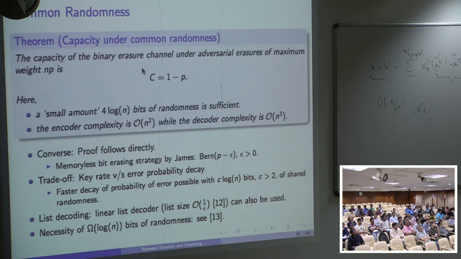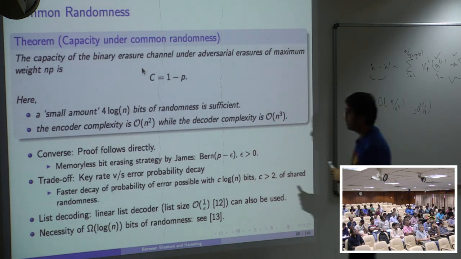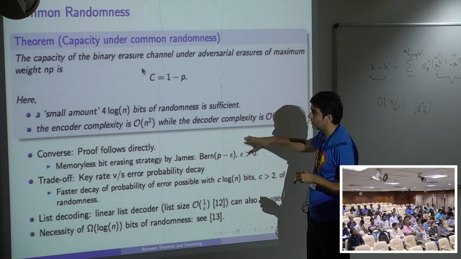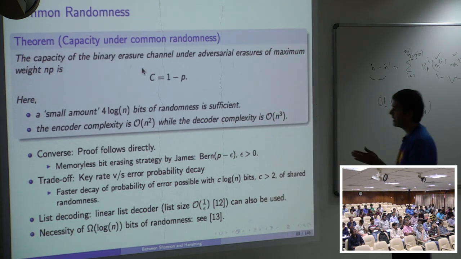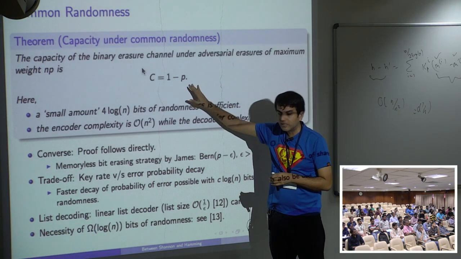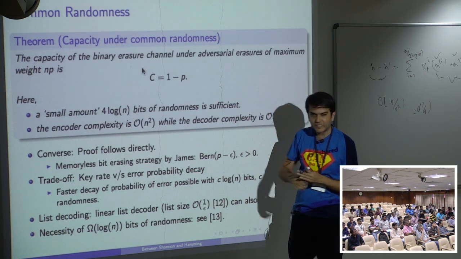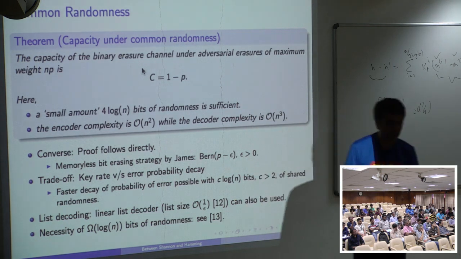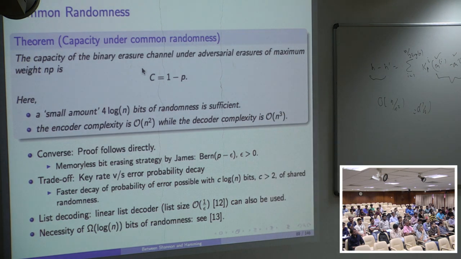Then, just to highlight again, a small number of bits of common randomness was enough, and the encoder complexity was order n squared, and so on. Yeah, so the converse proof follows directly, in the sense that you can't hope for more than 1 minus p. Potentially slightly more surprisingly, and I don't have a slide for that, and it's a little bit more of a counting argument, so I'm not going to attempt it, but it also turns out that not only do order log n bits of common randomness suffice, but they're also actually necessary.